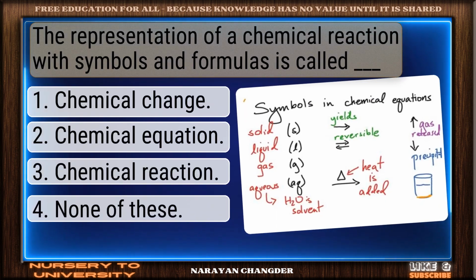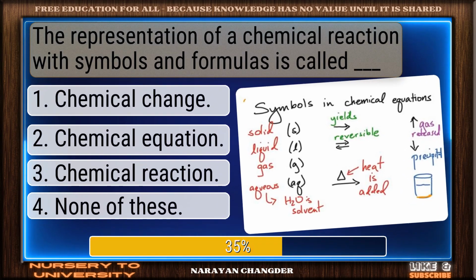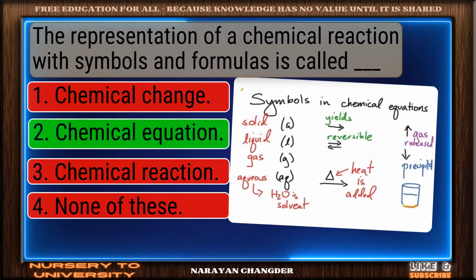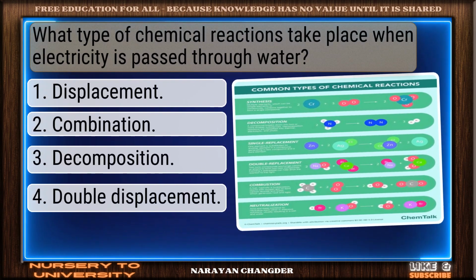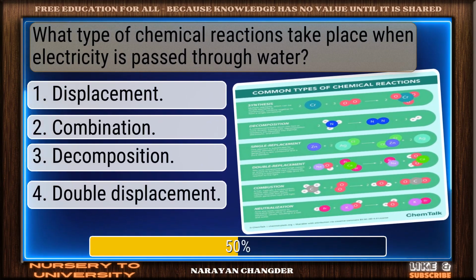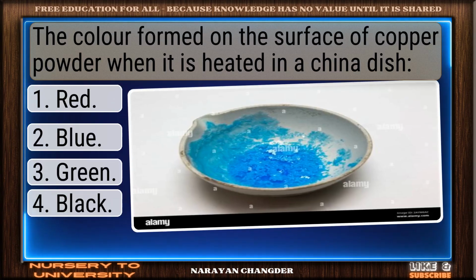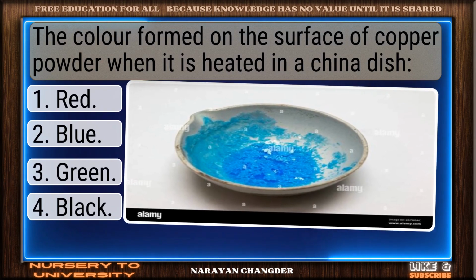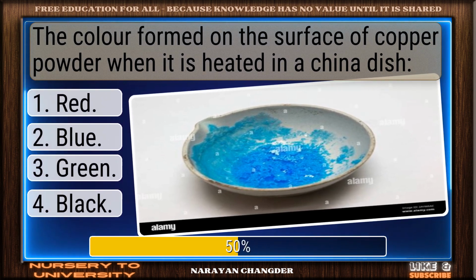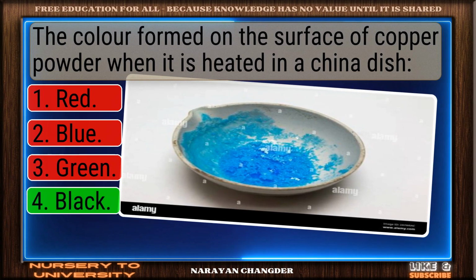The representation of a chemical reaction with symbols and formulas is called dash. Right choice. Chemical equation is best. What type of chemical reactions take place when electricity is passed through water? Nicely done. Decomposition is solid. The color formed on the surface of copper powder when it is heated in a china dish. Sharp thinking. Black is right.